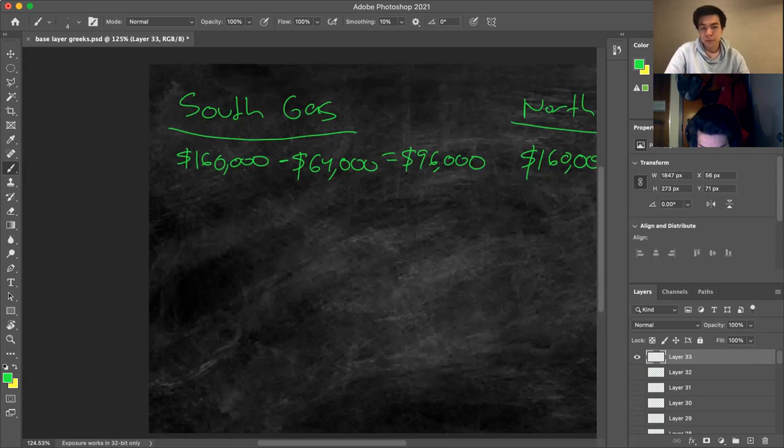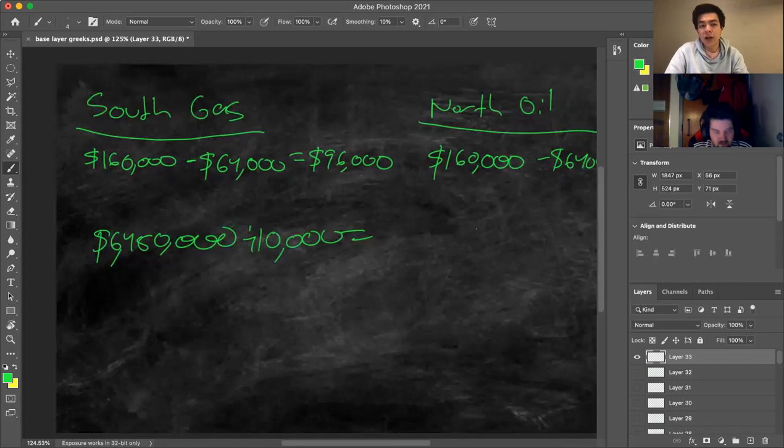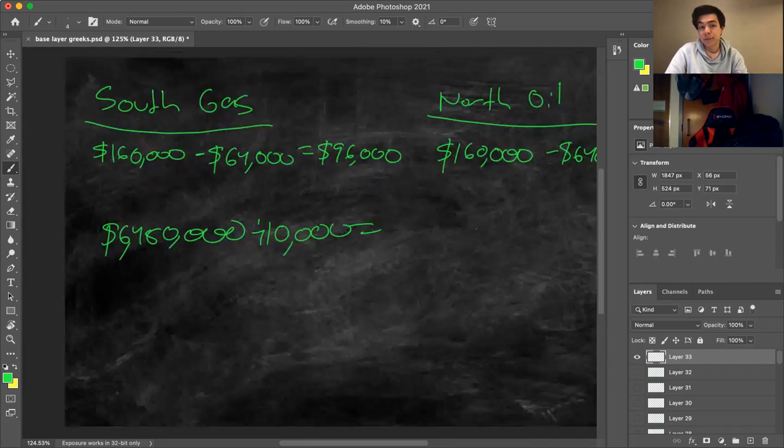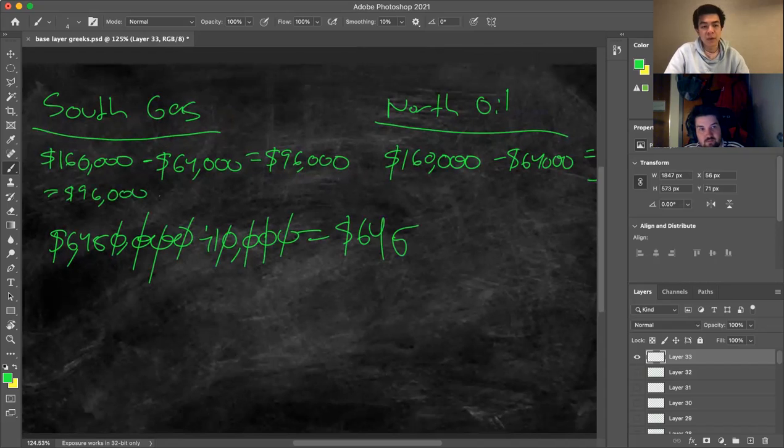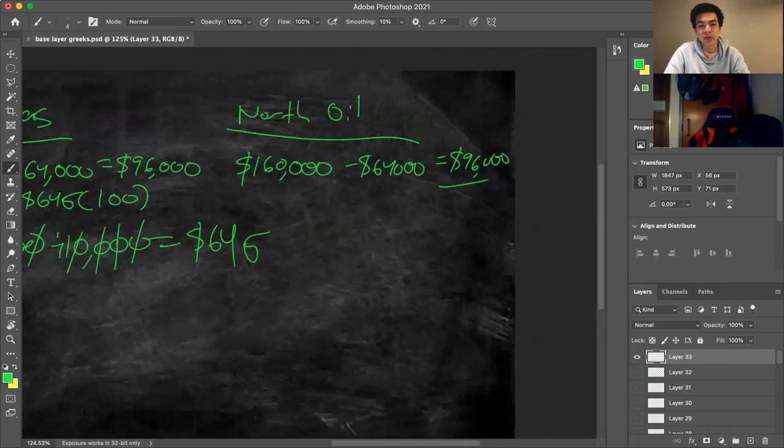So would you divide the 6.45 million by 10,000? What are we finding here? We're trying to find the overhead costs for South Gas and North Oil. So we divide it and we get $645. And we need 96,000 minus 645 times 100, because it's 100 machine hours for each one.